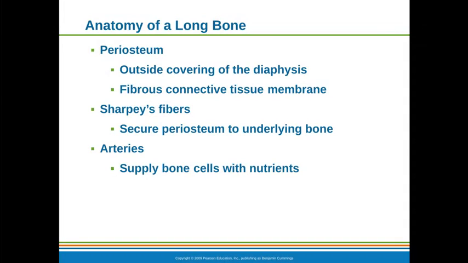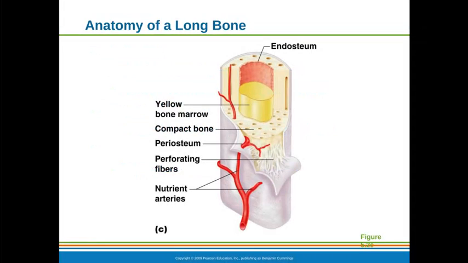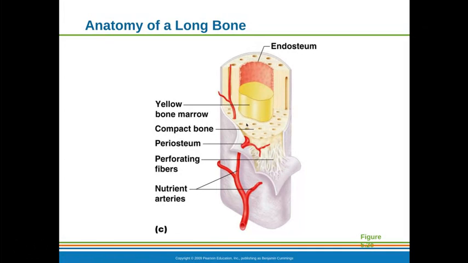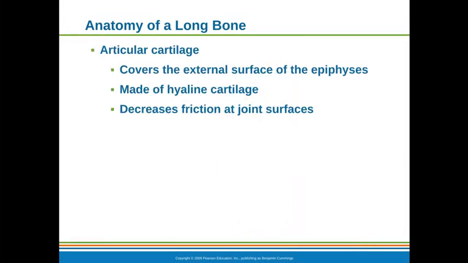And then we have arteries, which will pass through both of these and move into the bone cells, into the bone, to provide the bone cells with nutrients. So we see right here we have this artery surrounding, passing through the periosteum, and then passing through the Sharpey's fibers into what are called the central canals right here, providing the bone cells with nutrients, and then we find yellow marrow within.